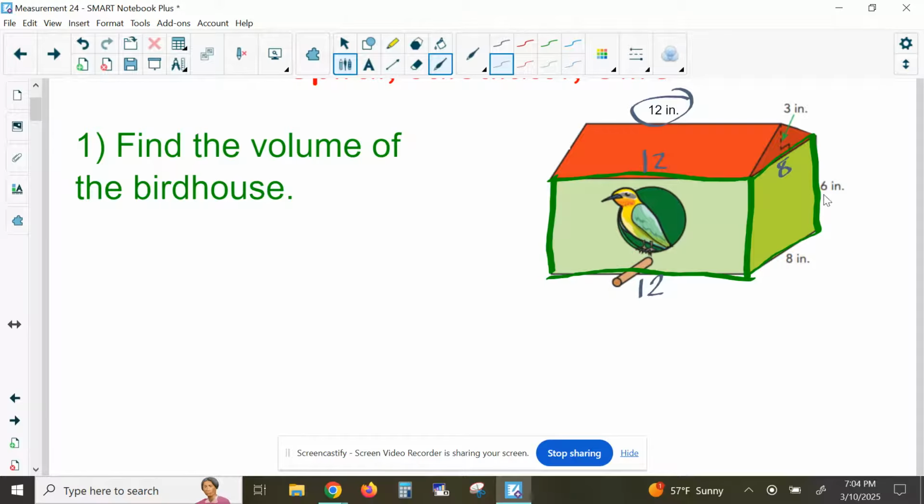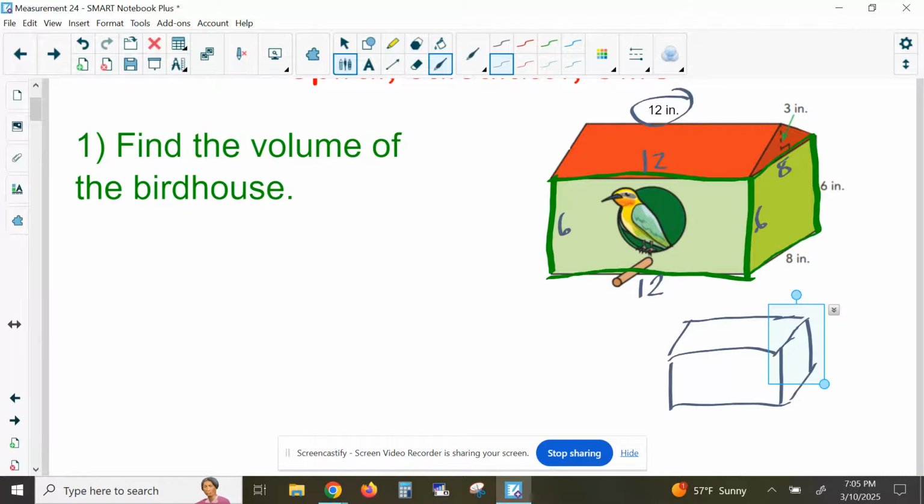You see how tall is the birdhouse up to the roof? It is 6 tall. So that means that this piece is 6. And this piece is 6. So now we have a lot more numbers that we can work with before we even started. So let's talk about just the bottom box. So I'm looking at just the bottom box. This is actually a rectangular prism.